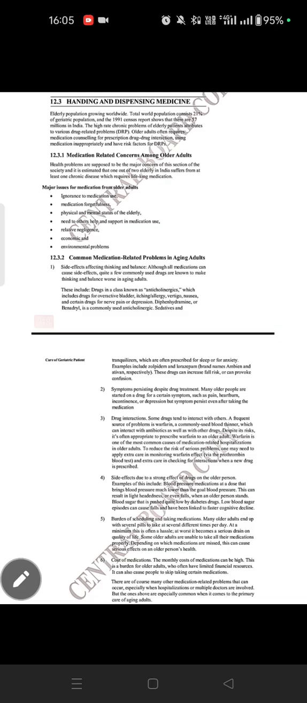If they have heartburn, incontinence, depression and so on, it is important that they keep taking the medication. Then drug interaction. For some drugs, such as warfarin, a blood thinner, we should always educate the patient about the appropriate medicine for an older adult with related disease conditions.